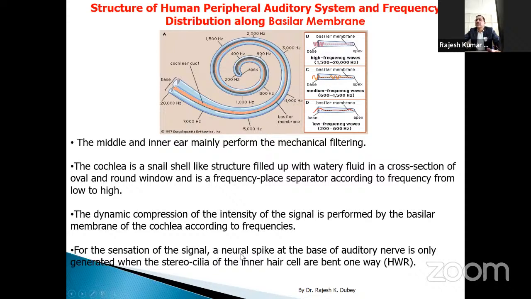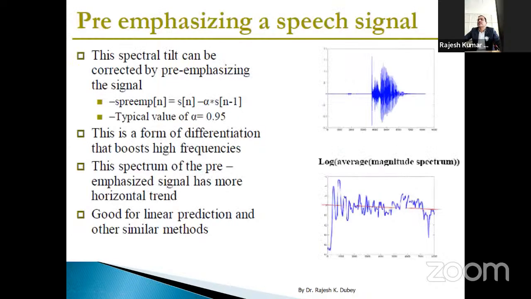For the sensation of the signal, a neural spike at the base of the nerve is generated only when the stereocilia of the inner hair cells are bent one way. So that acts like a half-wave rectifier. The main important points of the human auditory system are a filter bank for different frequencies, the cochlear representation, and then the one-sided representation giving response to the auditory nerve, which is like a half-wave rectifier. Then there is a gain adjustment. So these three things are there, and then there is cognitive mapping in the brain for perception. So this is the human auditory model.